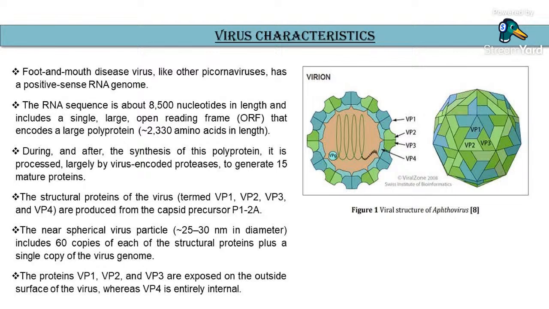These are VP1, 2 and 3, which are on the outside of the virus envelope, and VP4, which is present inside the virus. So these are the proteins. It is mainly 15 mature proteins. One large polyprotein is there, and it generates 15 mature proteins. And the main structural proteins are only four, as you can see from the photograph.